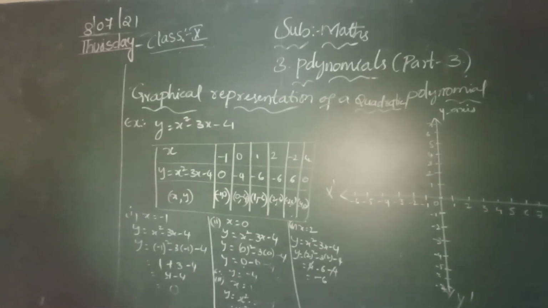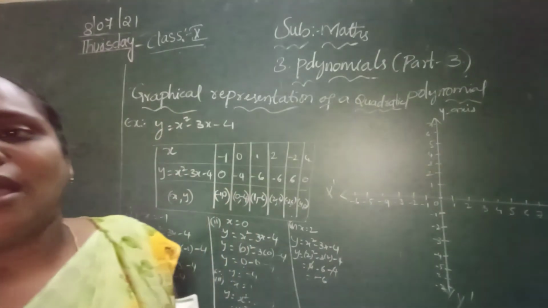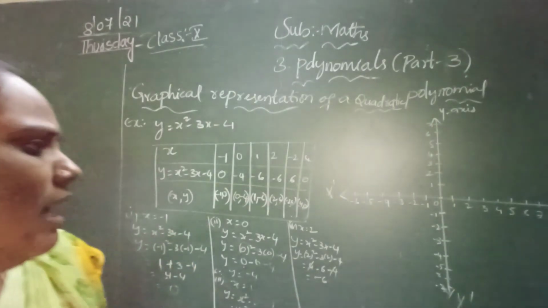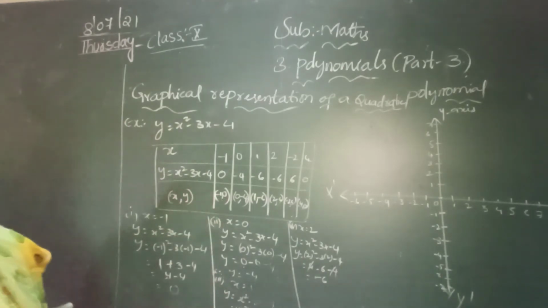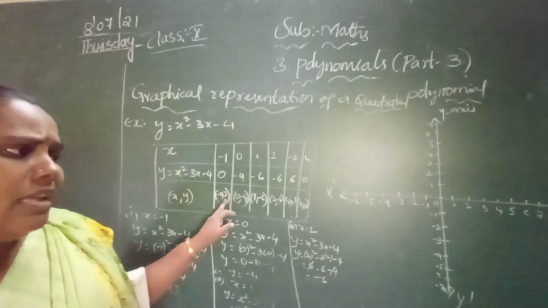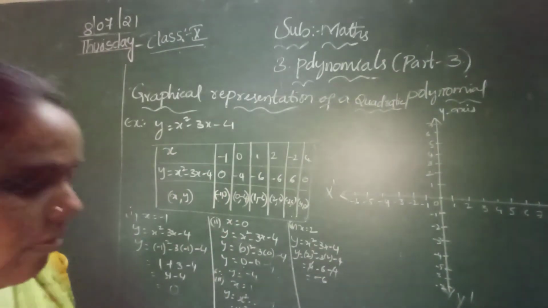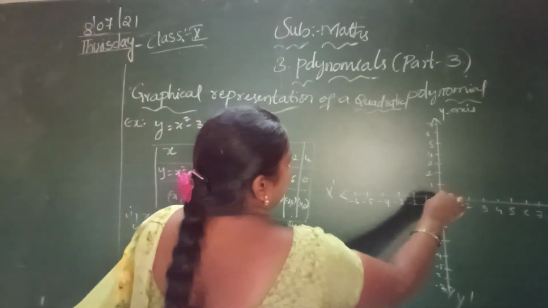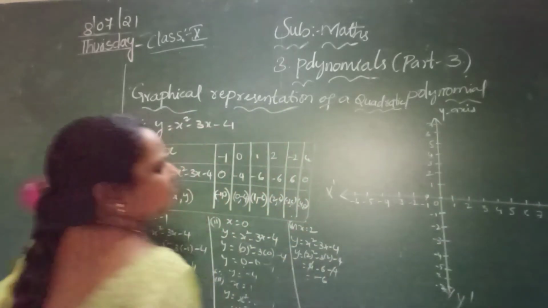Now next, what do we have to do? Whatever xy coordinates we got, we have to plot on the graph. What are the xy coordinates we got? First value minus 1 comma 0. X is minus 1, y value is 0. Y value is 0 means on the axis. So minus 1 comma 0, we plot it here.